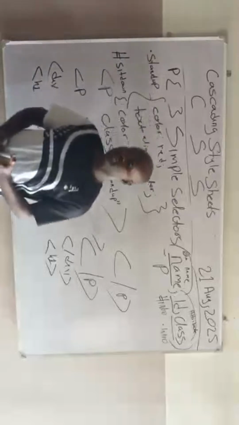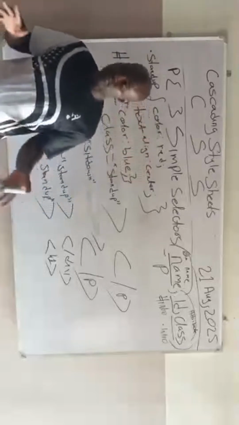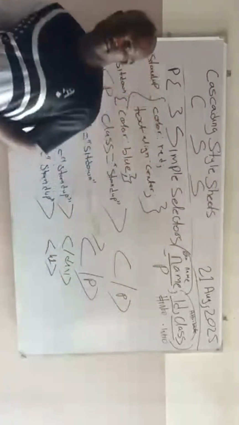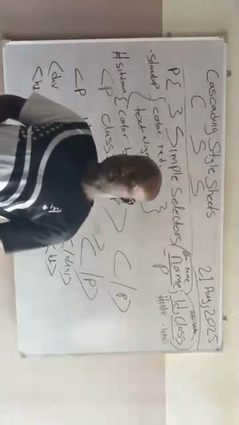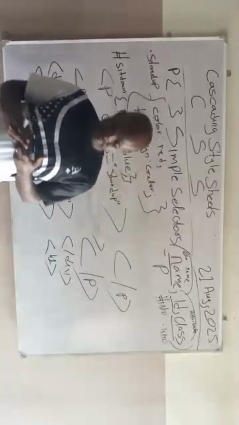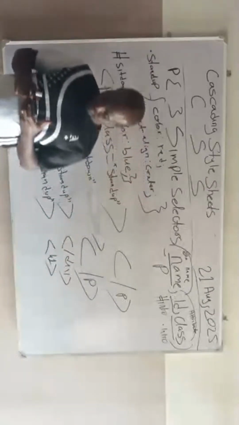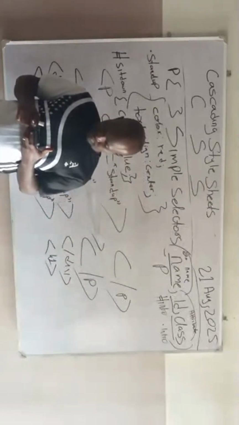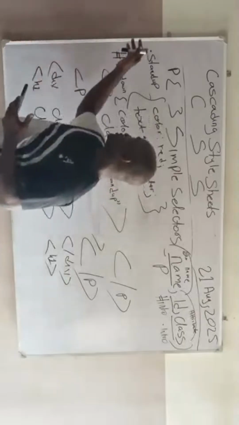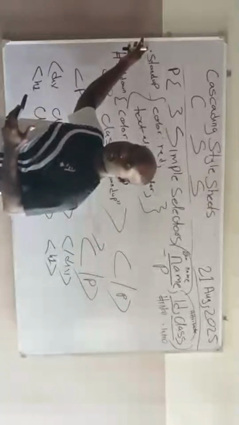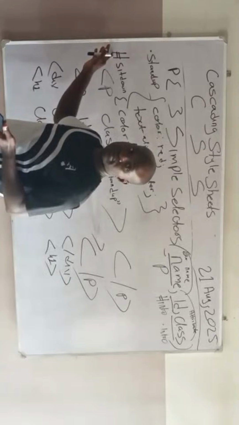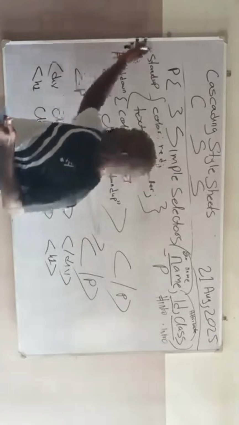This shouldn't be difficult. Yesterday we talked on it properly. Any question? Alright, let's look at our definitions. So to declare your class, you just use what? Dot. To declare ID, you just use what? Hash. So these are the two things that you use.